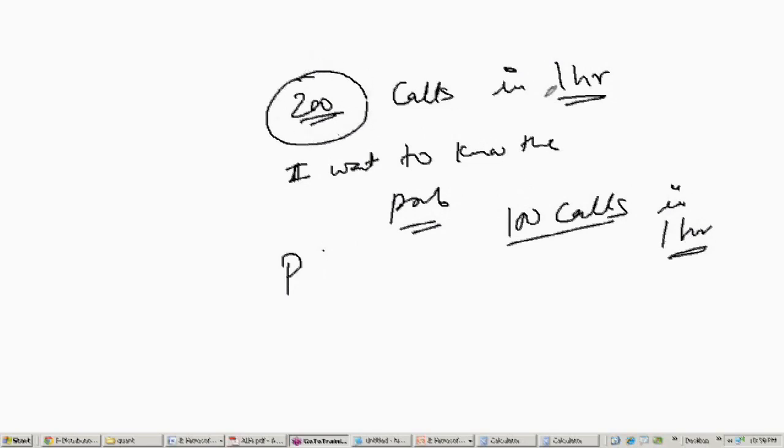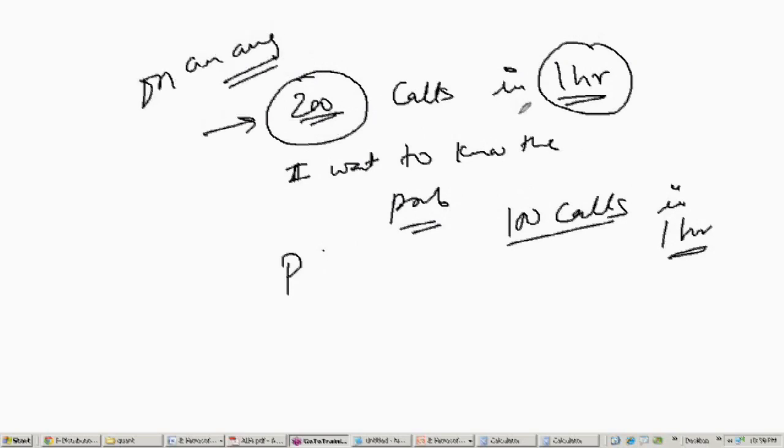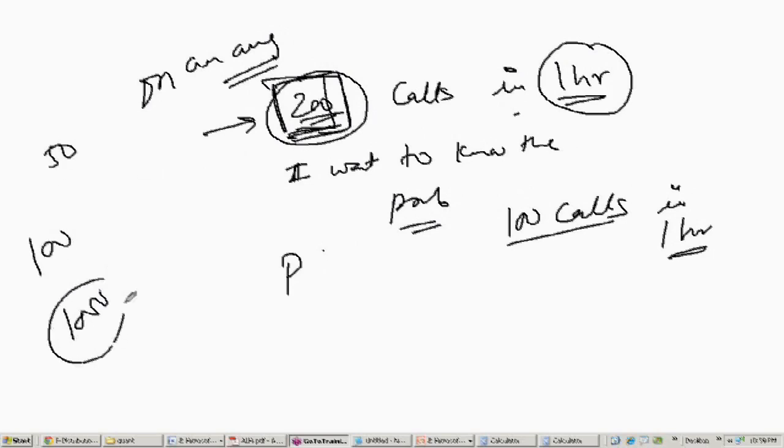So think about what I am saying. I am saying that you will get 200 calls in 1 hour, that is on an average. But it does not mean that every hour you will get 200 calls, right? Some hour you can get 50, some hour you can get 100, some hour you can get 1000. I want to know the probability that you will get 100 calls in 1 hour.